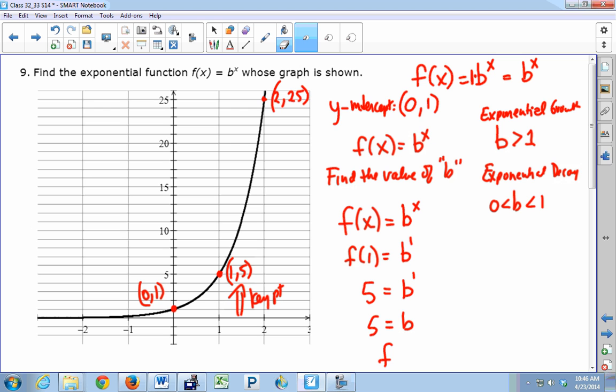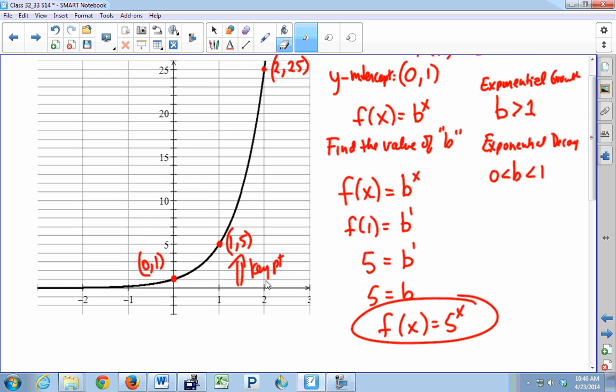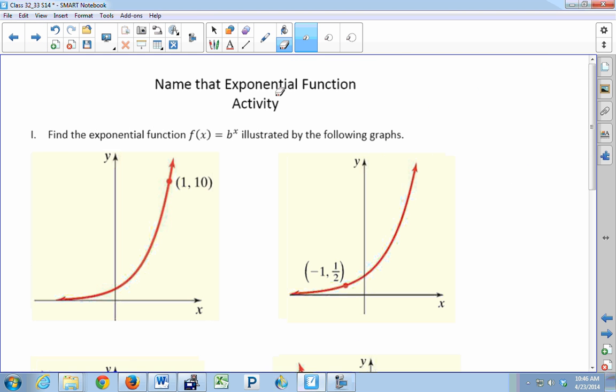So I have my function, 5 to the x. You're all done. There's no other work to do. If you are a little in doubt and you don't trust yourself, plug in this point. This says when x is 2, my output, or the value of my function, is 25. So come down here. 5 squared is 25, and you're very happy. Okay, so that's all you have to do. So what I'd like you to do now is turn to today's activity and do number 1 at your seats.